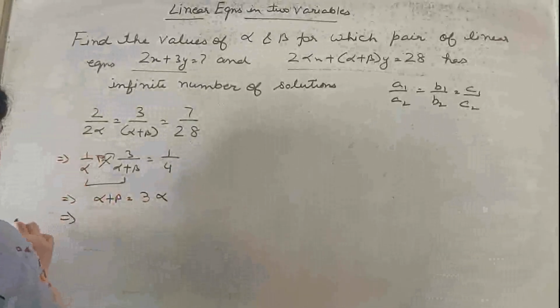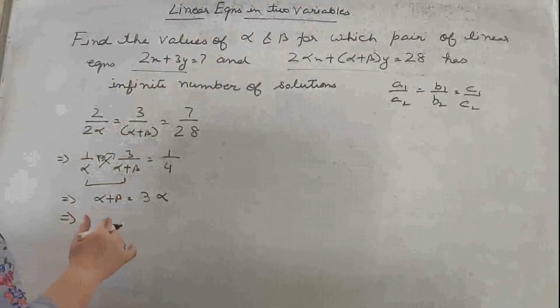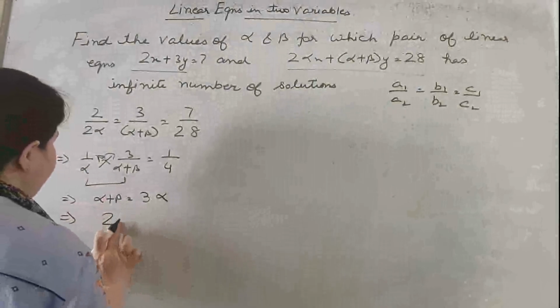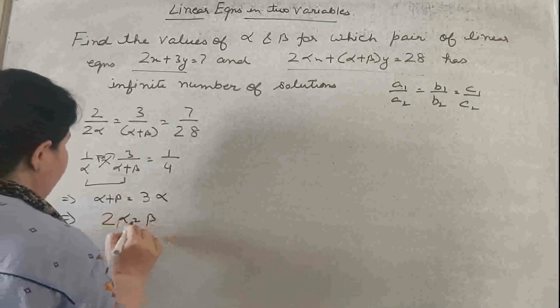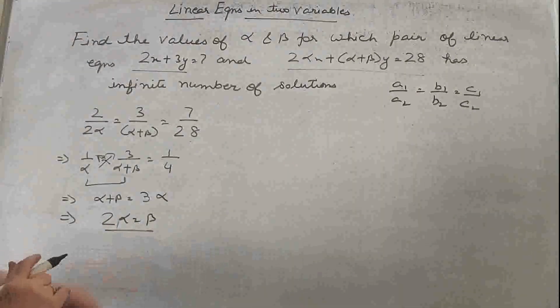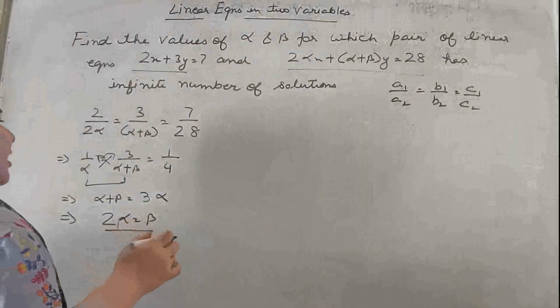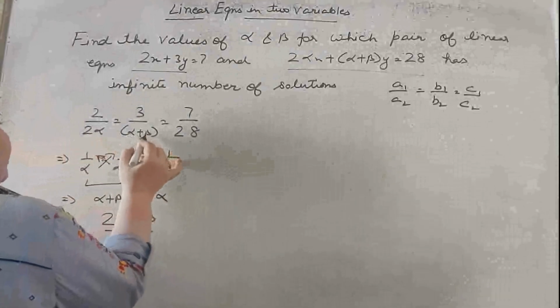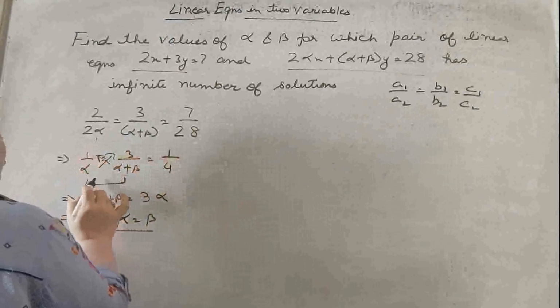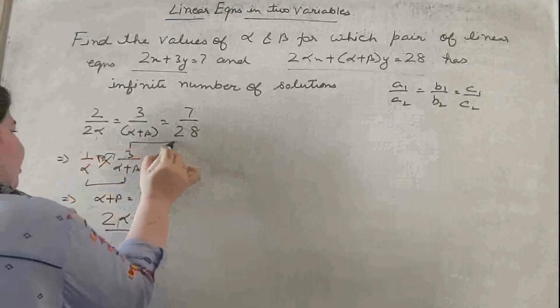यही आएगा. Let us solve this. यहाँ से मेरे को क्या मिल जाएगा? अल्फा की terms को एक side और बीटा की terms को दूसरी side. अल्फा को इधर लेके जाएंगे. I will get 2 alpha is equal to beta. This is a linear equation. ठीक है, linear equation ही आ गई. Two variables alpha and beta. Let me solve the other set. Earlier I have considered these two, now I will be considering these last two terms.